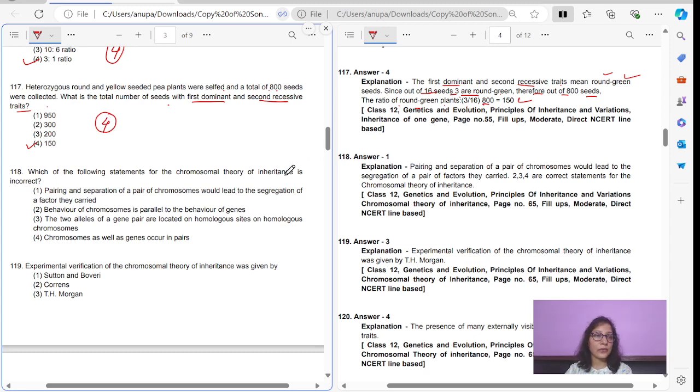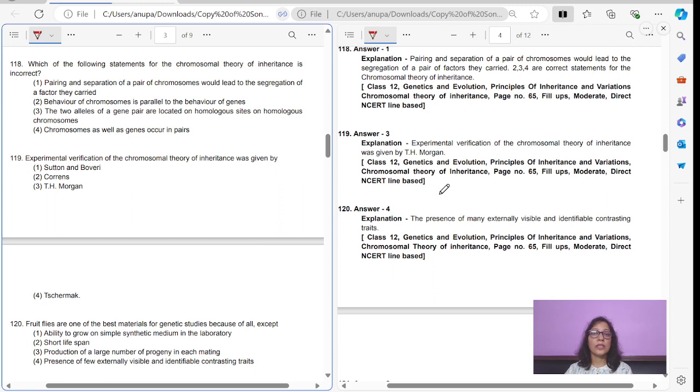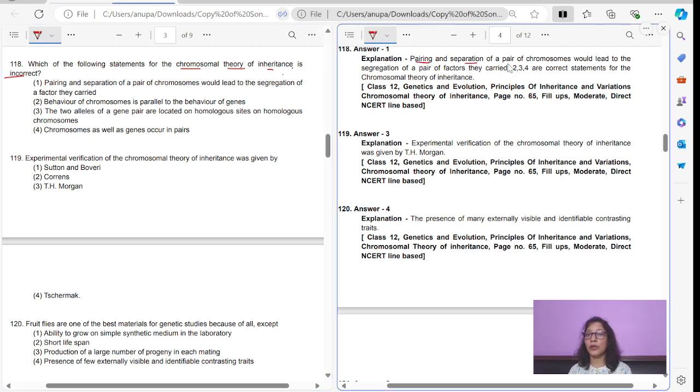Now let's move to the next question, that is 118. Question number 118 states that which of the following statements for the chromosomal theory of inheritance is incorrect? We have to find out the incorrect statement about the chromosomal theory of inheritance. So as per the chromosomal theory of inheritance, pairing and separation of a pair of chromosomes would lead to the segregation of a pair of factors they carried.